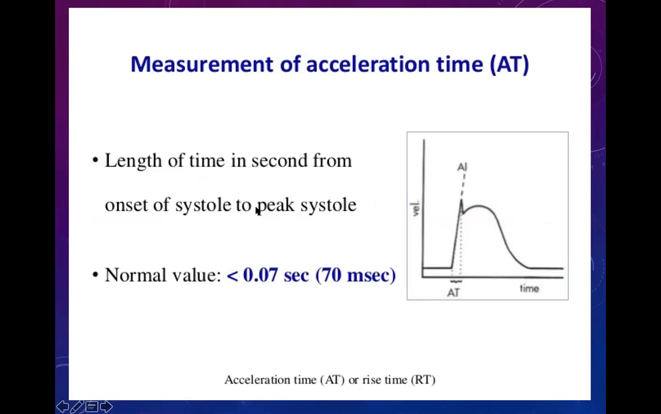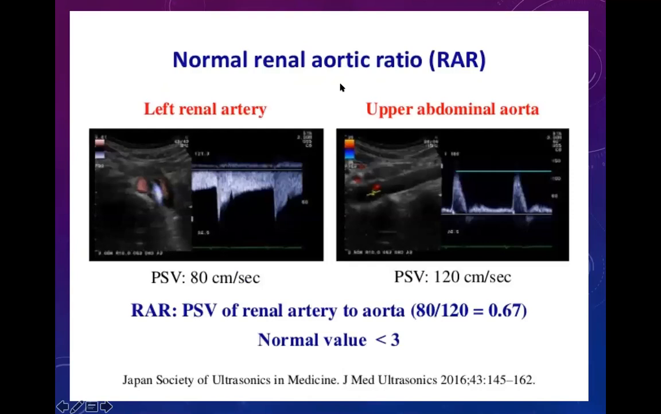So measurement of acceleration time, this is another parameter that you should see. This is the length of time in seconds from onset of systole to the peak systole. Normal value is 70 milliseconds. Normal renal aortic ratio, that is RAR, is left renal artery and upper abdominal aorta. See both of them and see the PSVs. So PSV of renal artery to aorta normally is 0.67. Normal value should be less than 3.